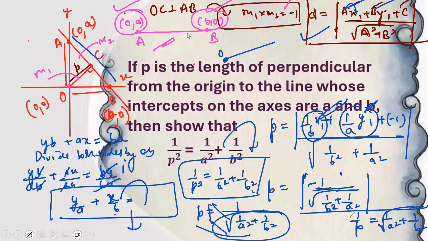You have to remember one thing: in the distance formula for the perpendicular, x1, y1 is the point which is on the perpendicular, and capital A, capital B, capital C you will get from the equation on which the perpendicular falls.